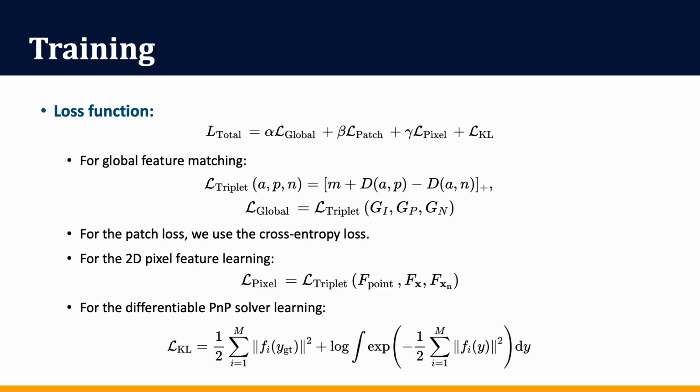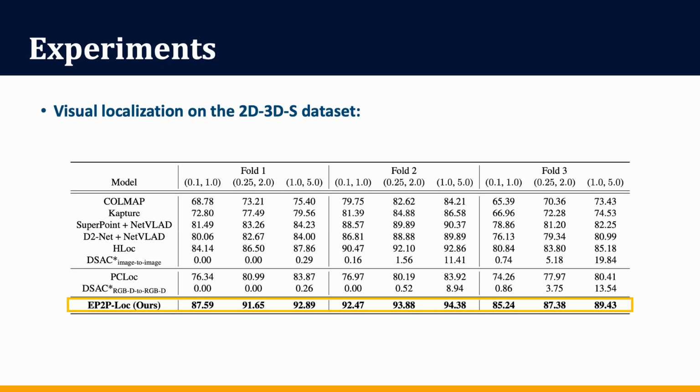The loss terms used for training are as follows. Alpha, beta, and gamma were all set to 0.5. We performed visual localization on the 2D-3D-S dataset. Notably, our approach outperformed all experiments across the board, surpassing methods that rely on 2D matching.